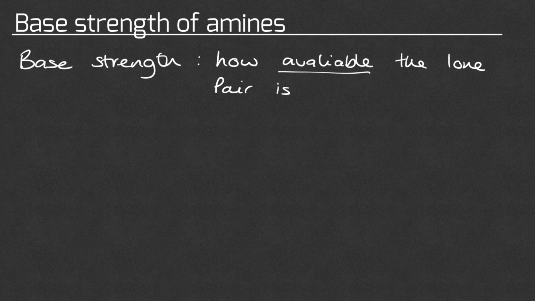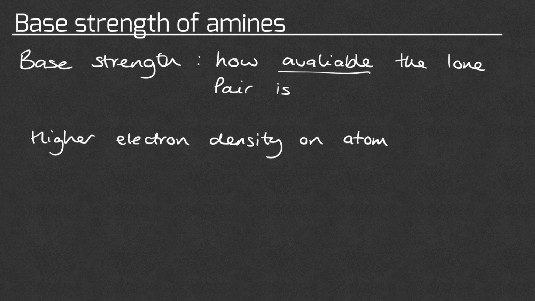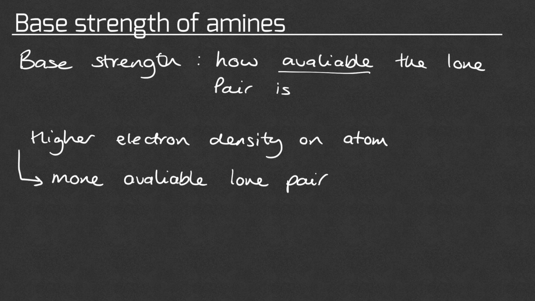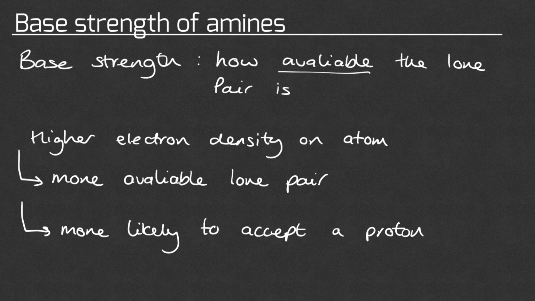Base strength is defined as how available the lone pair on the nitrogen is. If there is a higher electron density on a particular atom, so in this case the nitrogen, we say that the lone pair is more available, therefore it will be a stronger base. As if there is a higher electron density, it is more likely to be able to accept that proton, therefore making it a stronger base.